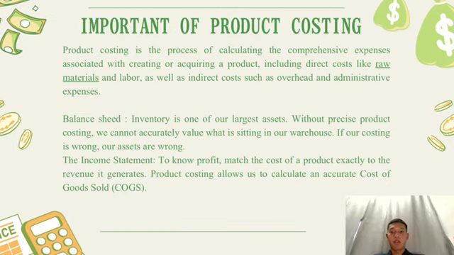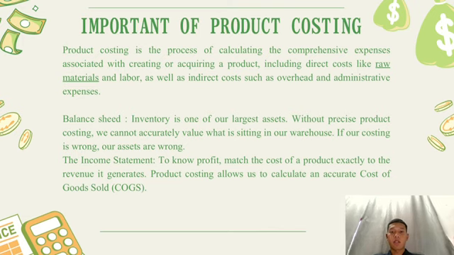This slide is about the importance of product costing. What is product costing? Product costing is the process of calculating the comprehensive expenses associated with creating or acquiring a product, including direct costs like raw material and labor, as well as indirect costs such as overhead and administrative expenses.